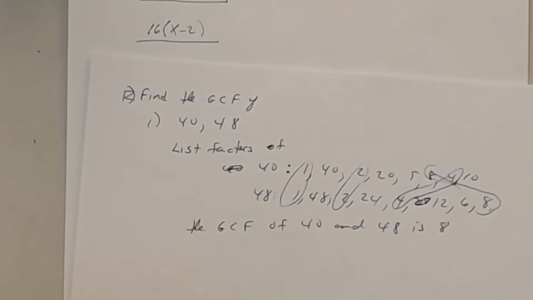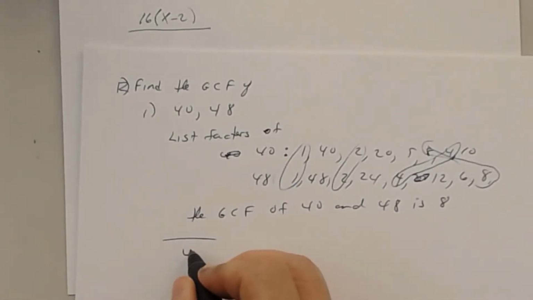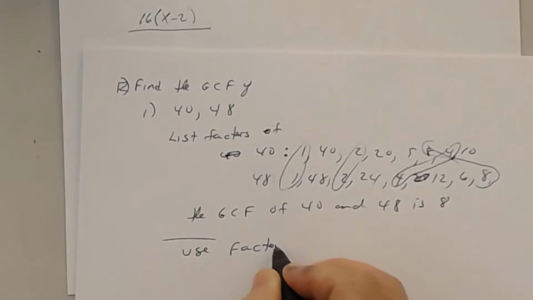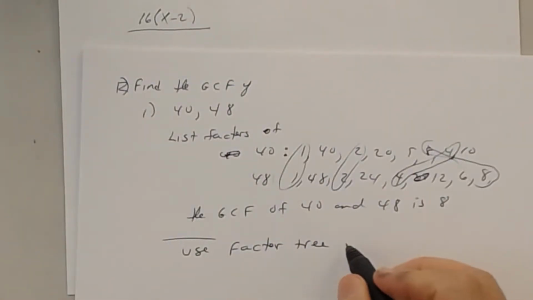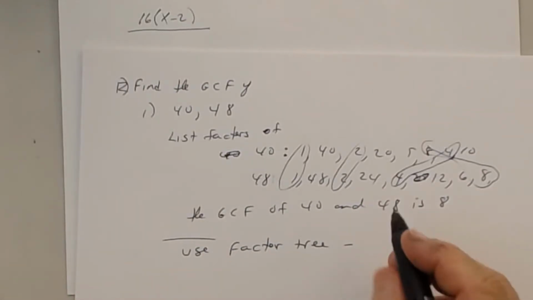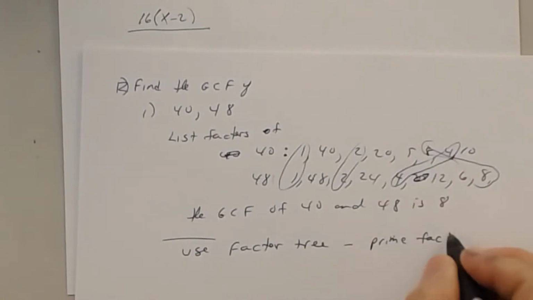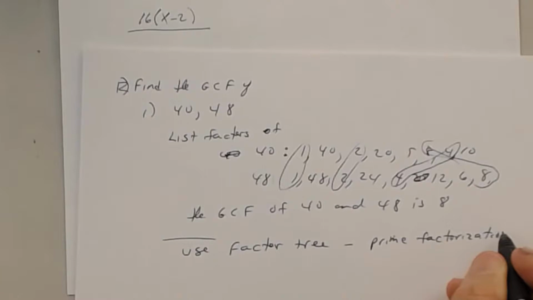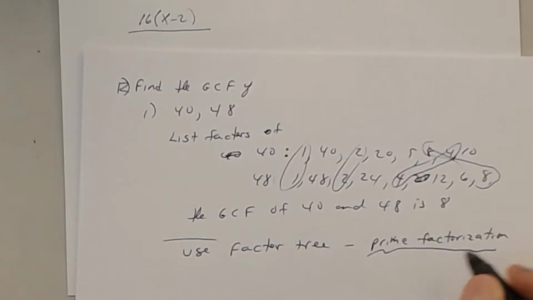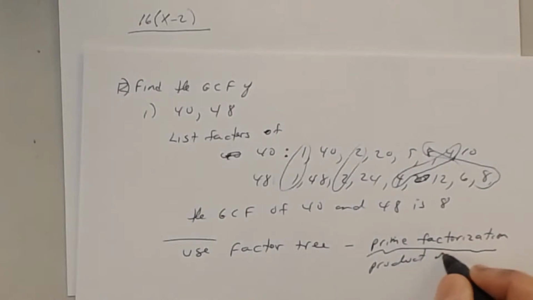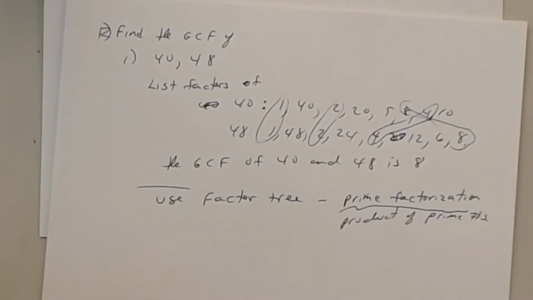That is probably not the way you want to go with this. The way you really want to do this, if you can't look at it right away and determine what the GCF is, is by doing the factor tree. So you may remember factor tree from a couple of semesters ago. So use a factor tree. And basically the factor tree writes the number as a prime factorization. When we talk about a prime factorization, you're basically saying a product of prime numbers.